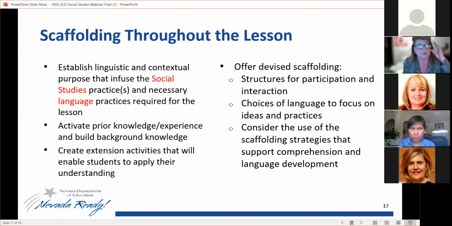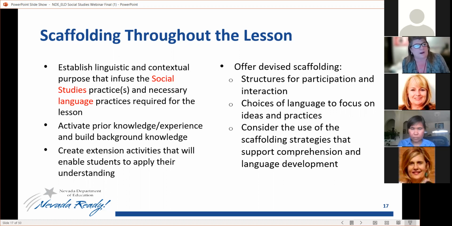So, scaffolding throughout the lesson. Establish linguistic and contextual purpose that infuses the social studies practices and necessary language practices required for the lesson. That is getting all of the academic language that the students need, understanding the vocabulary, understanding the meaning, circling the vocabulary, highlighting the vocabulary, discussing it, referring to it.